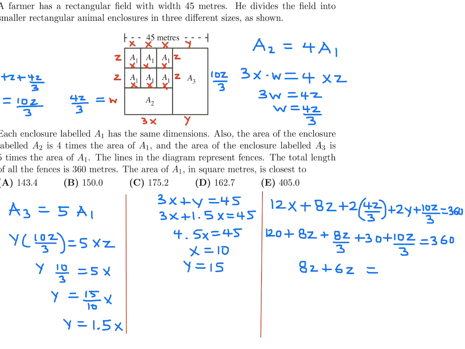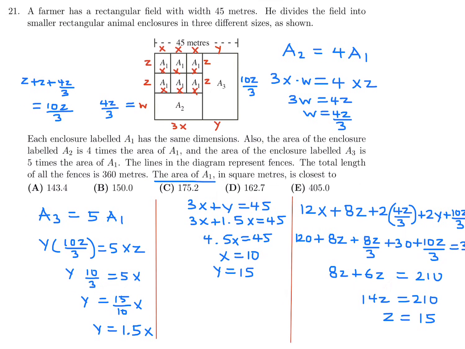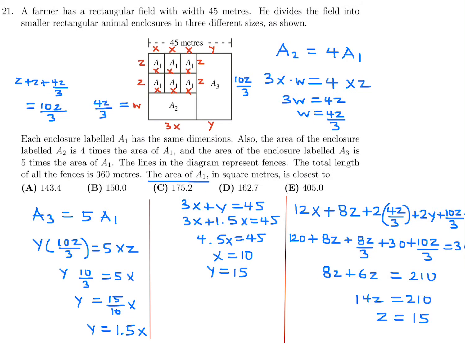240, 210 is going to be that number. So I've got 14z is 210, and therefore z is 15. All right, let's figure out now the final thing, which is the area of A1. The area of A1, that's our final task, is x times z.